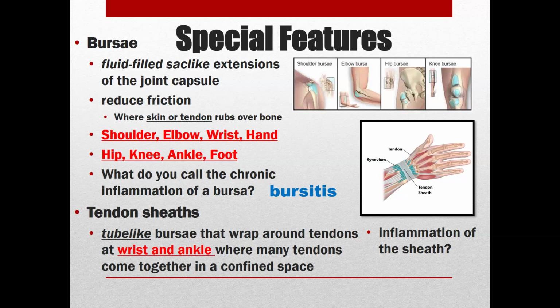same idea, just to reduce friction, we're going to call that a tendon sheath. So a tendon sheath and a bursa is the same thing, guys. It's just a different shape. A tendon sheath would be more like a straw wrapper covering a straw, right? To surround these tendons in fluid to reduce the friction at the wrist and ankle. So in that case, the inflammation of that kind of a sheath would be called tenosynovitis.